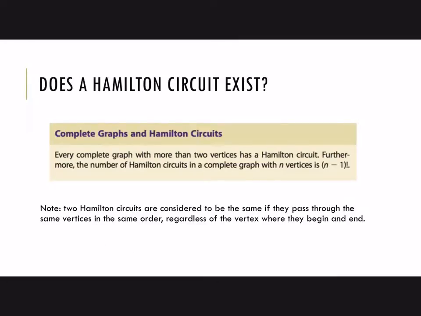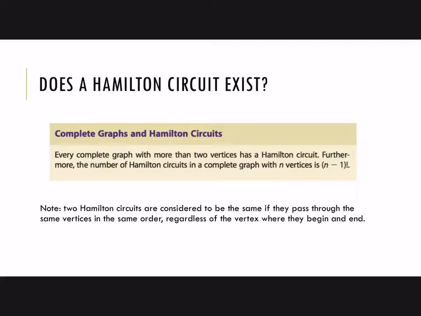Alright, does a Hamilton circuit exist? So here's our condition. Every complete graph with more than 2 vertices has a Hamilton circuit. Furthermore, the number of Hamilton circuits in a complete graph with n vertices is n minus 1 factorial. We're using the factorial symbol that we've talked about when we looked at probability and counting methods.